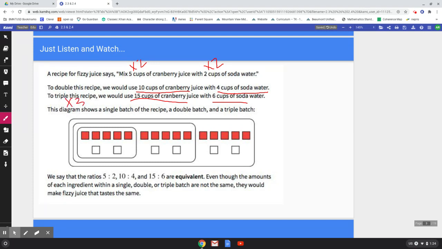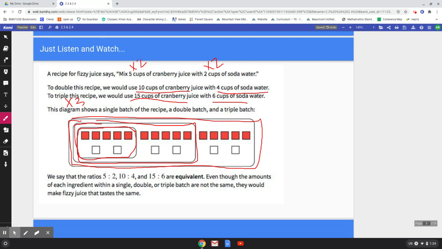So now you see this diagram. This middle one here is what happens for one batch. That would be one part of this juice. If I wanted to double it or make 2 parts of this juice, that would be my diagram that you see there. There would be 2 parts to it. And then if I were to triple my diagram, that's going to be this one on the outer side, and that would be 3 times the amount that I started with.